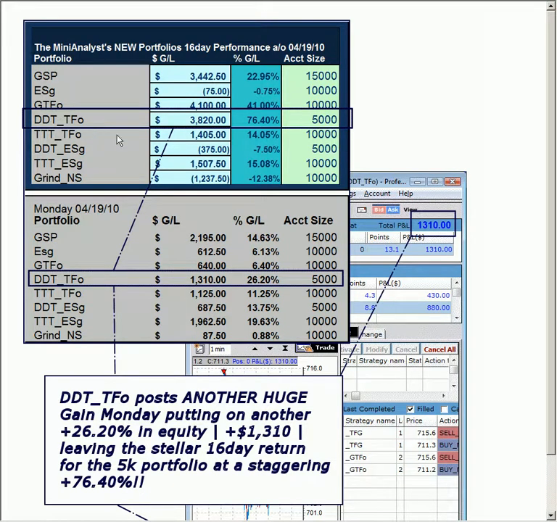It's right there on the home page, up 76% now. Had a little bit of a pullback, 3-day drawdown. Great time to get in because since then we've gained another 50% or so for the Dual Day Trader TFO. Just an amazing portfolio, as you can see, with more huge gains yesterday. $1,300, 26% was the gain on a $5,000 account yesterday. And there you see our other models.